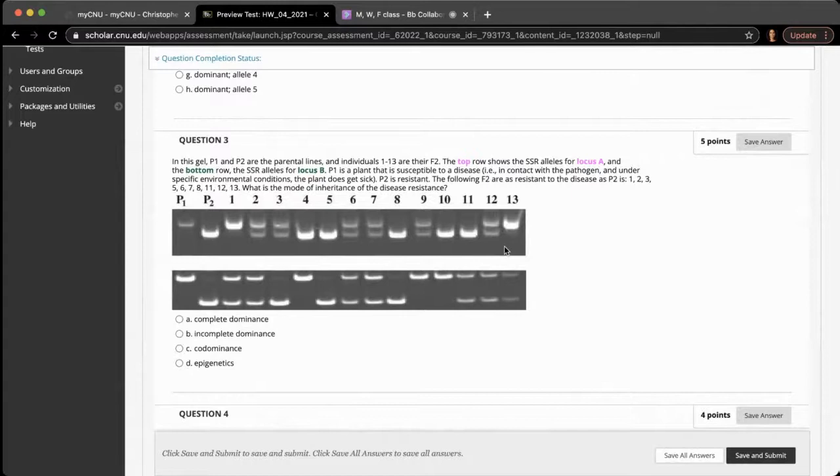For this question, there's a little bit of molecular markers which we didn't go over this semester, but you could answer this based on the class on dominance, complete dominance, incomplete dominance. So even before I read what this question is describing, let's focus on the question. The question is asking, what's the mode of inheritance? And your answers are complete dominance, incomplete dominance, codominance, and epigenetics.